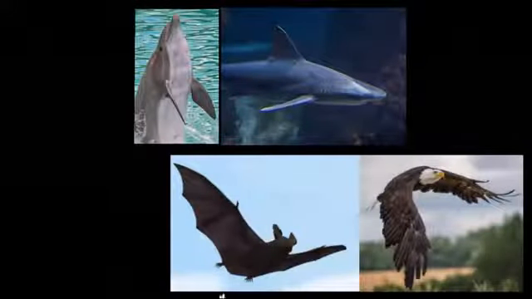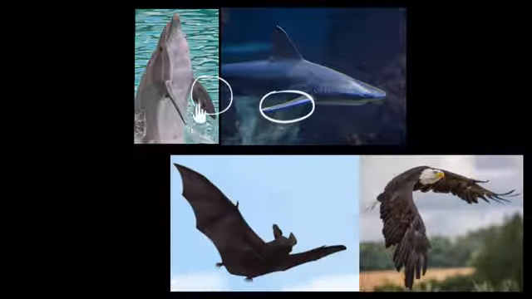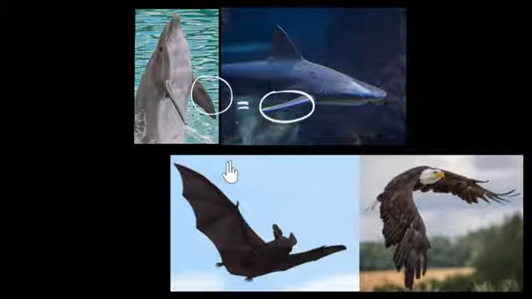In these pictures, we might look at the fin of the shark and say they are very similar to the flippers of a dolphin. For the dolphins, we don't call them fins, we call them flippers. They look very similar and they're both used for swimming. So we could say, hey, maybe they are very related to each other.